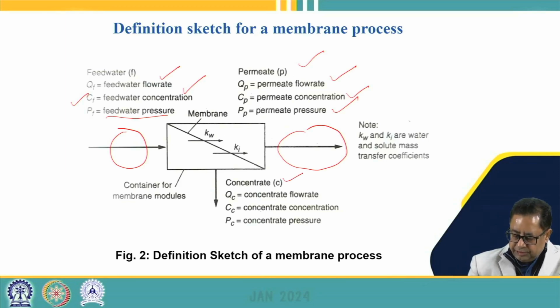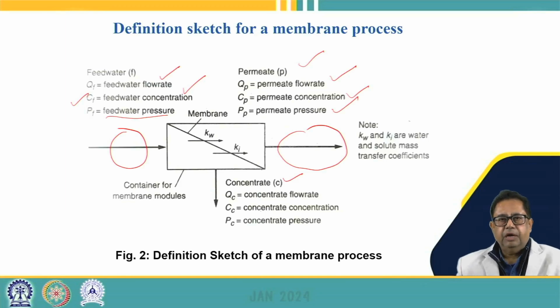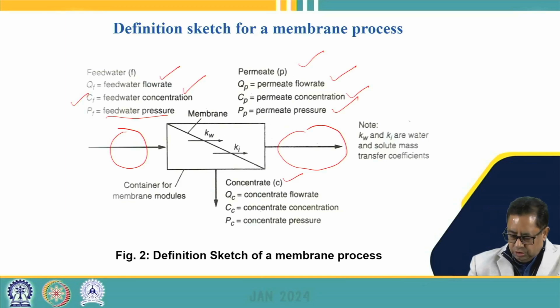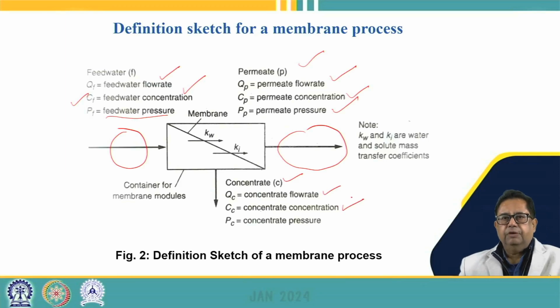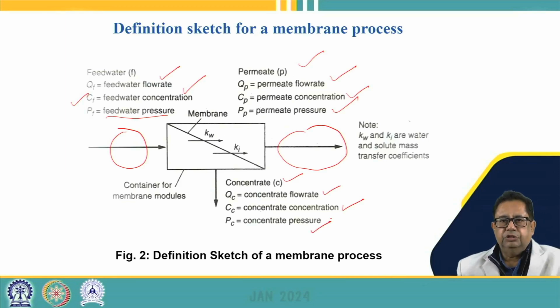Similarly, the reject that is going out of the membrane, that is being rejected by the membrane, is called the concentrate flow rate. This concentrate flow rate may have a certain concentration of a targeted species. For example, when we talk of TDS, it may have a very high concentration of TDS in it. This is called the concentrate concentration. And similarly, the pressure at which the concentrate comes out is called the concentrate pressure.